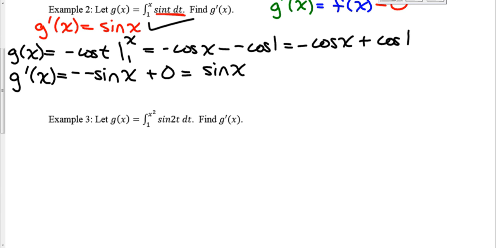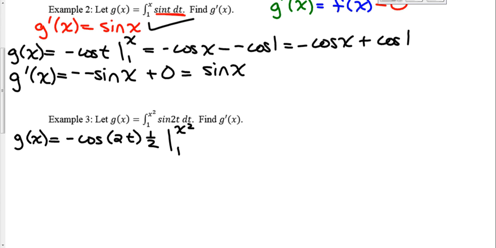So for this one, it's a little trickier than just using the property because we actually have a chain rule to consider. So I'm going to work this out first, the second way that we did, the way I did in black. So let's look at g of x. And the antiderivative of sine, we've already discovered, is negative cosine of 2t. The derivative of the inside was 2, so I also need to multiply by a 1/2. And I need to go from 1 to x squared.